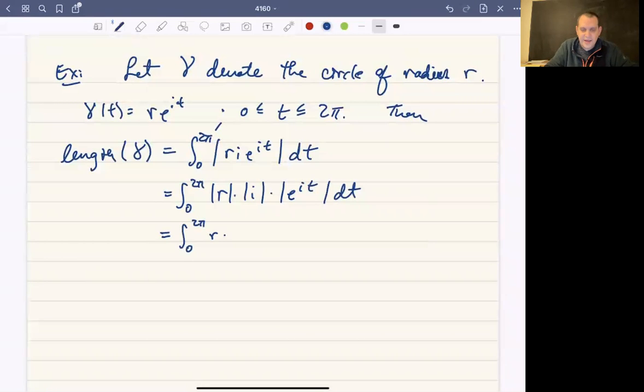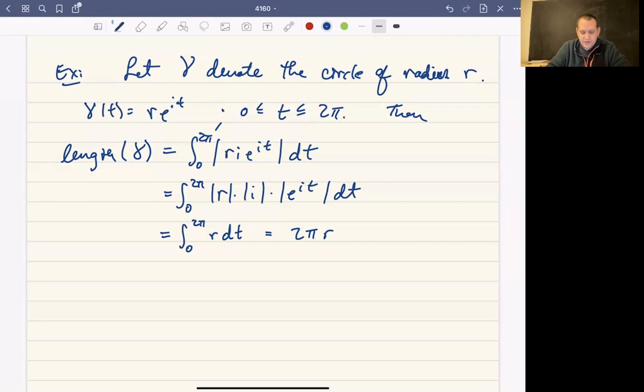And the magnitude of i happens to be 1 because that's distance 1 from the origin. And actually the magnitude of e to the it is also 1 because that's a point on the unit circle. And so that's also going to be distance 1 from the origin. So this is just going to be the integral of r from 0 to 2 pi dt. And that, of course, is just 2 pi r. So we get the usual fact that the circumference of a circle is 2 pi r. All right. It's always good that prior facts agree with new methods.